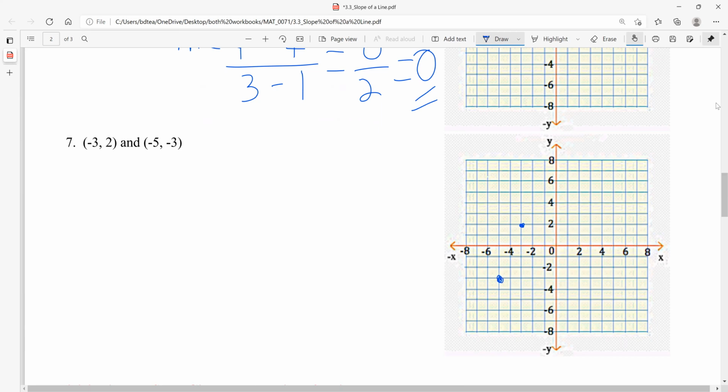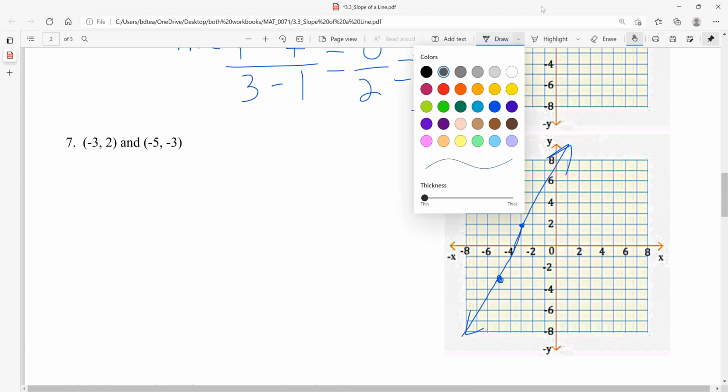So this is what the graph looks like. When we graph this, that means we should have a positive slope because this is rising to the right. We should have a positive slope. So let's see if we can do the algebra and verify it.